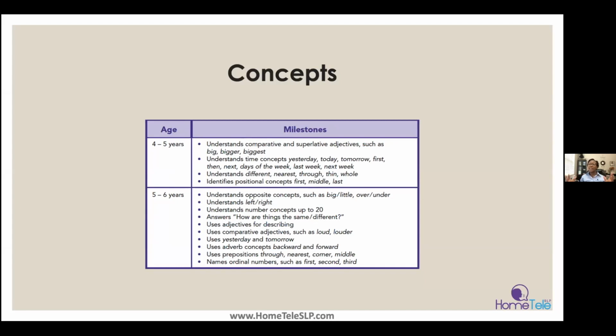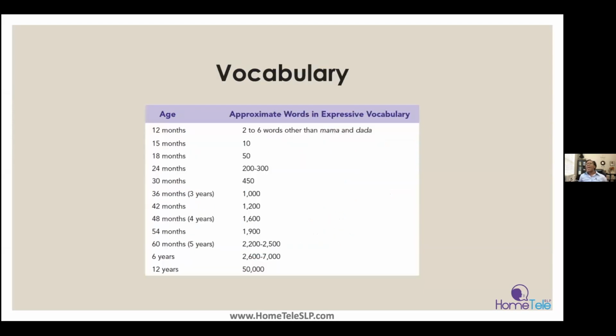So understanding comparative and superlative adjectives like big, bigger, and biggest. Understanding time concepts like yesterday, today, and tomorrow, and understanding and being able to identify positional concepts like first, middle, and last. And look at this chart. It is amazing how explosive vocabulary can be. Like, it just takes off, right?